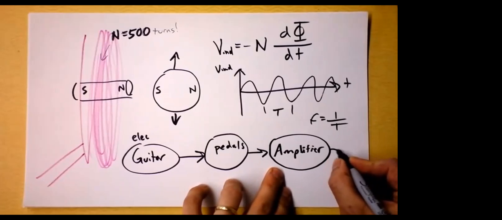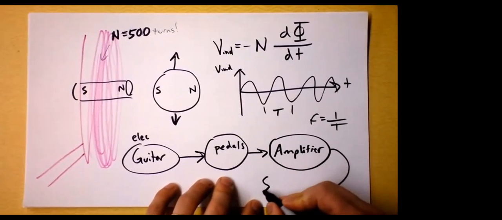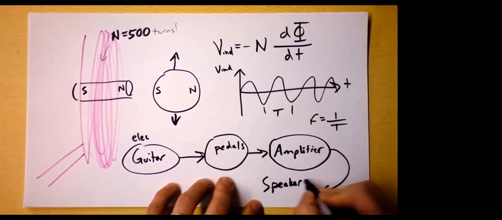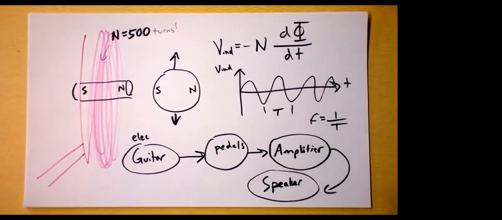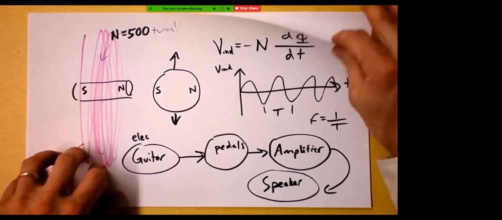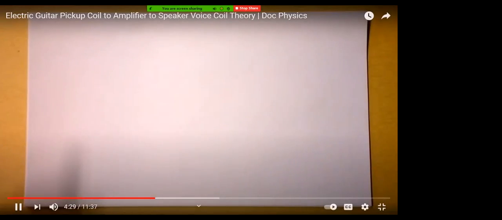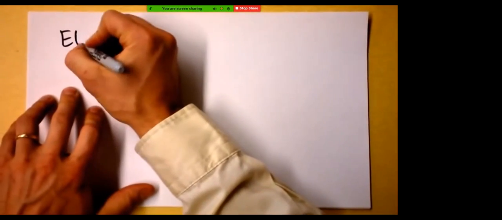Then the amplifier will send the signal to a speaker. If it's not being recorded, it's going to be sent to a speaker. We'll talk about speakers in just a minute. But before we talk about speakers, I want to ask you a couple questions about guitar. For instance, would it work with nylon strings?